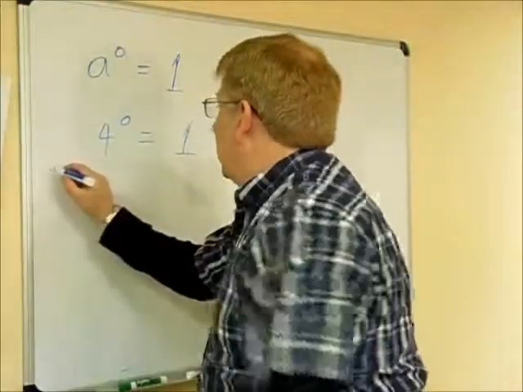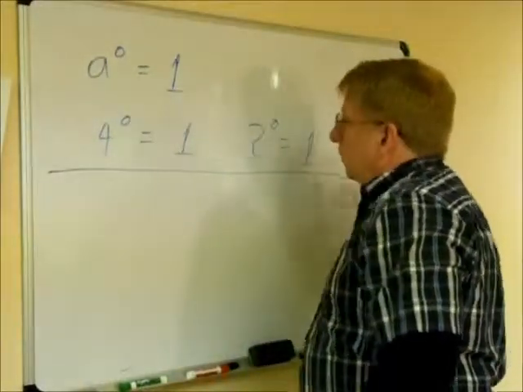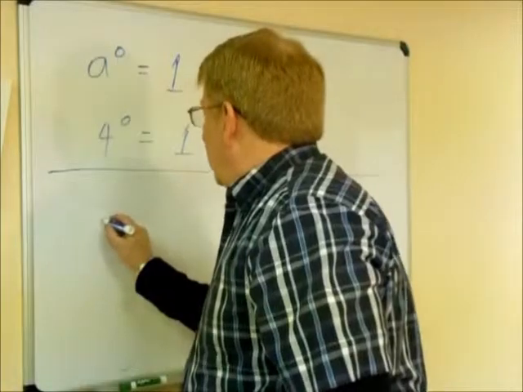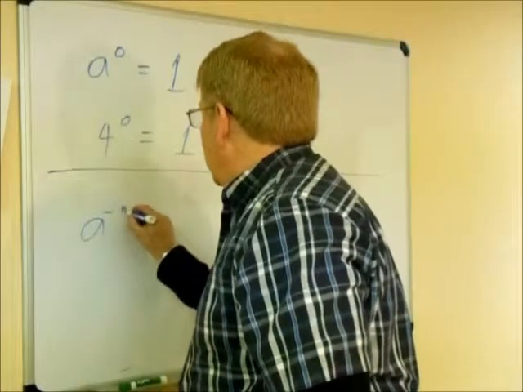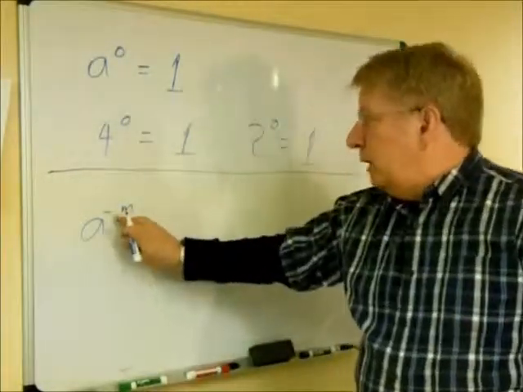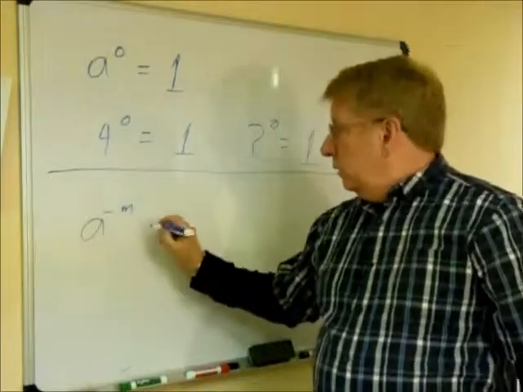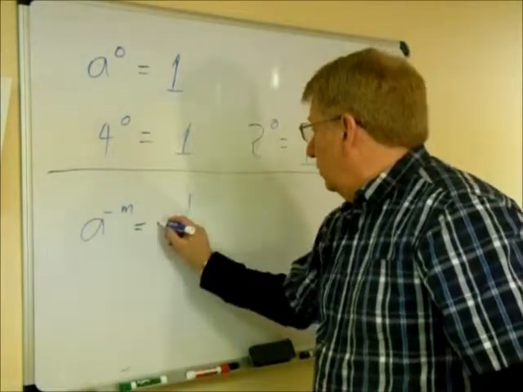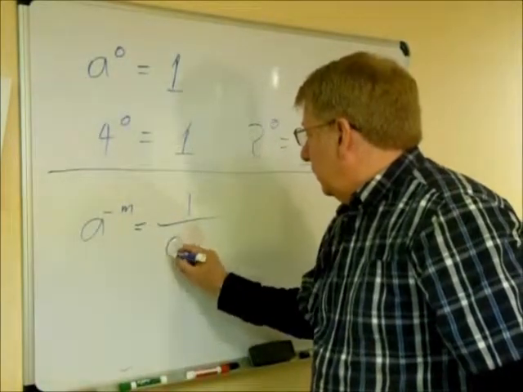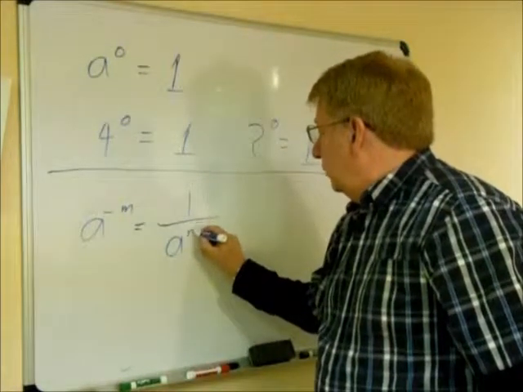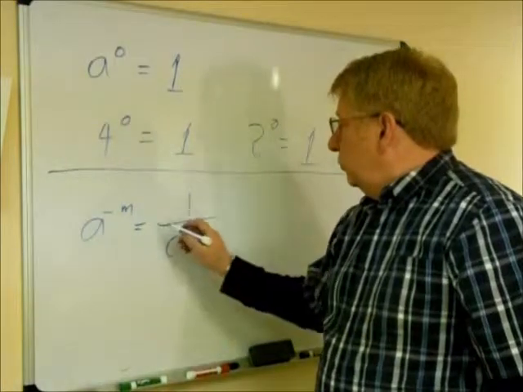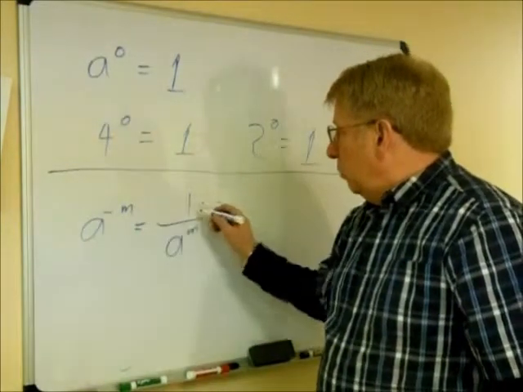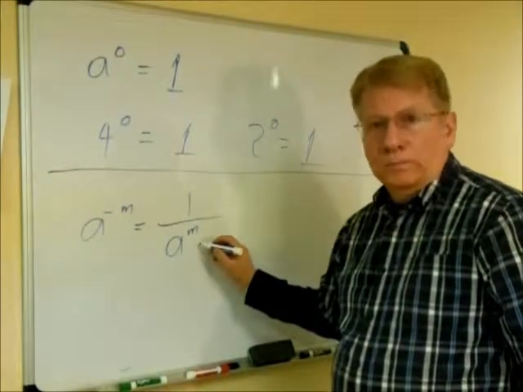Okay, last we want to talk about negative exponents. So if we have a to the minus m, whenever we have a negative exponent, we can actually put this whole term in a denominator and then use the positive exponent. So a to the minus m would be 1 over a to the positive m.